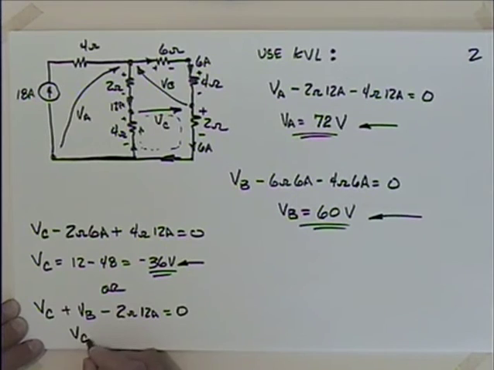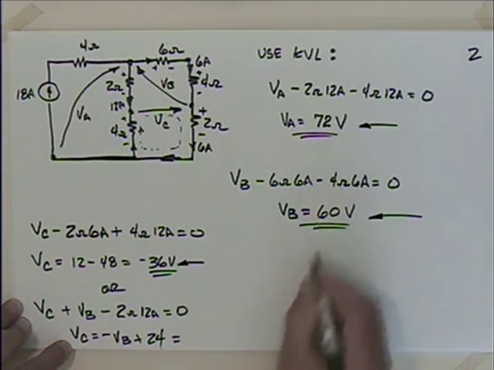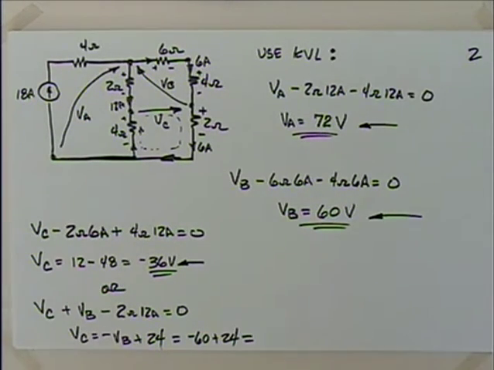So I get to say that VC is equal to minus VB plus 24. Which is, what's minus VB? Minus 60 plus 24. Does that work out? I hope so. What did we get? Minus 36 before. We got minus 36 this time. Good. Should work.